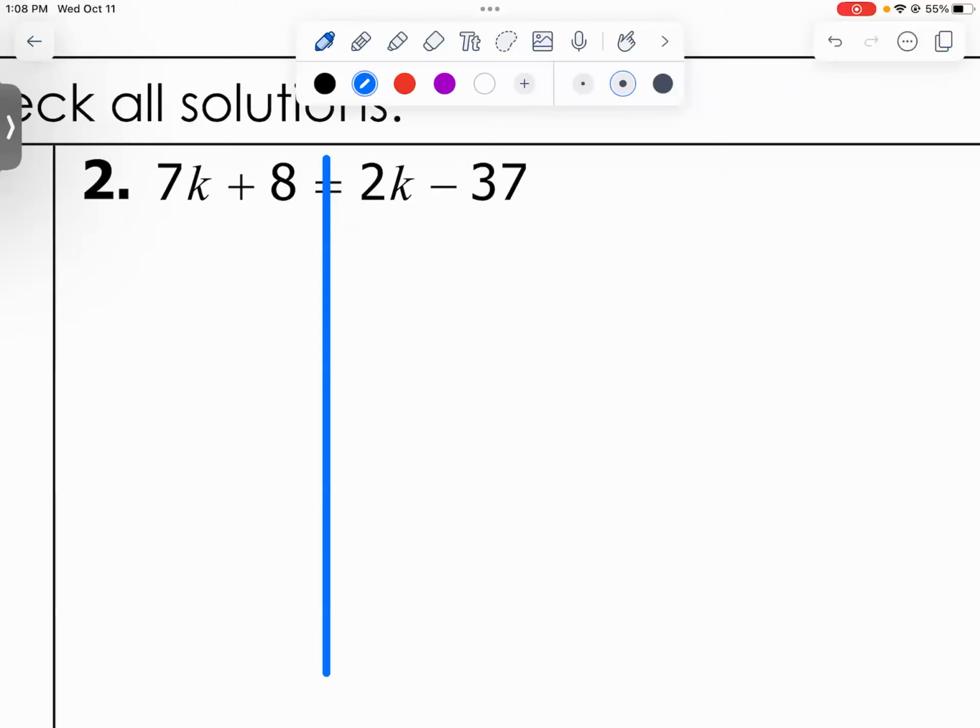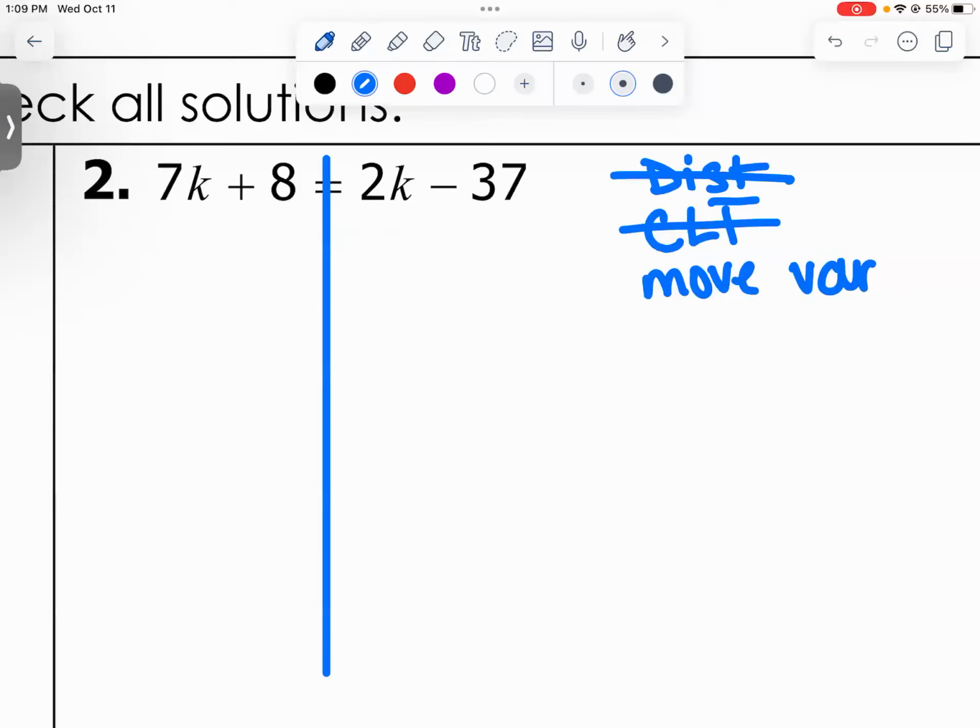All right. Do we have any parentheses where we need to distribute? Boo. All right, boring. Okay, let's look at our left side. Does our left side have any like terms? Does our right side have any like terms? So we actually do not need to combine like terms. However, we have variables on both sides, so we need to move our variable to the left side.